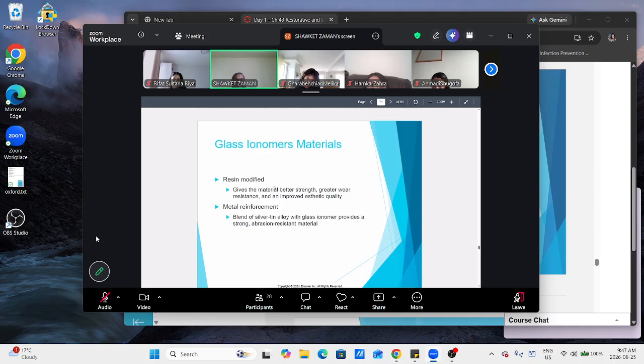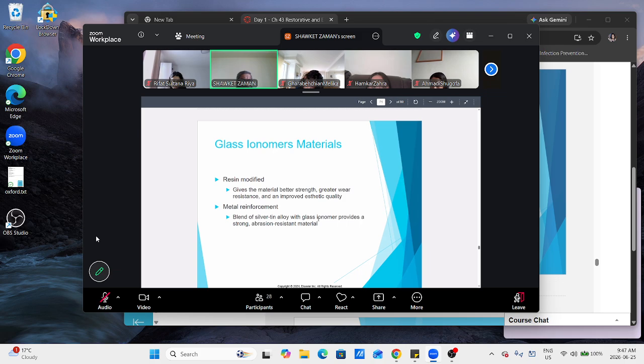RMGI is very commonly used. In short, we call it RMGI, resin modified glass ionomer. Sometimes we also see that the glass ionomer contains some metal particles, silver and tin alloy. Silver and tin is the metal part. So they will blend it. Manufacturers add some metal to reinforce the strength of the materials. So the silver or tin alloy with the glass ionomer provides strong abrasion resistance properties to the materials. They are less soluble materials.